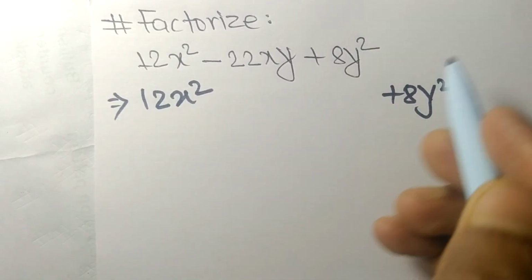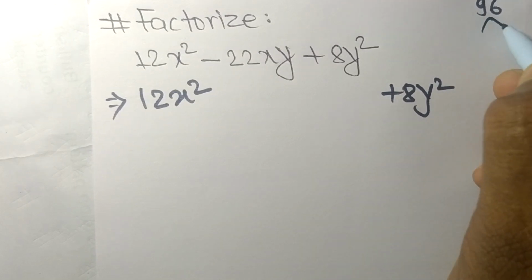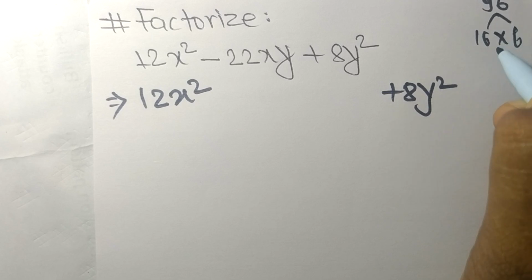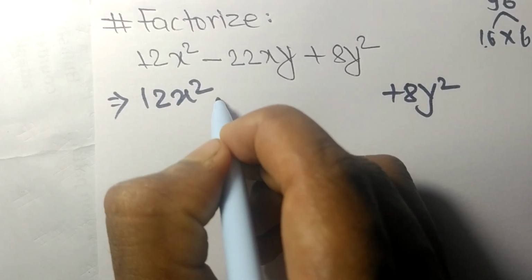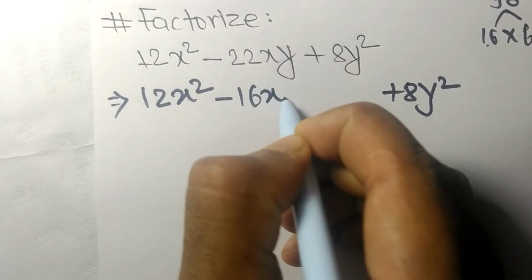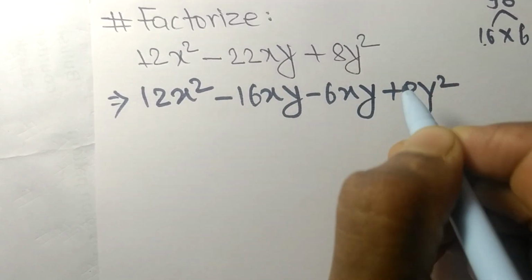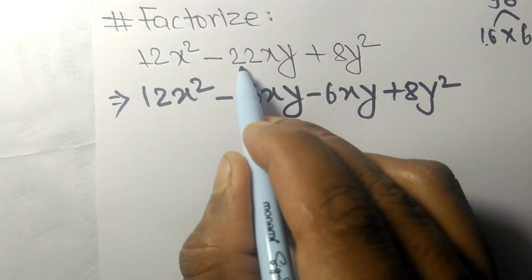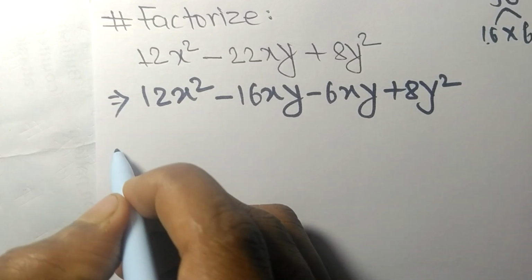So 12 times 8 means 96, and 16 times 6 means 96, and 16 plus 6 means 22. So the middle term is divided as −16xy − 6xy. Minus 16 minus 6 means −22, and 16 times 6 means 96.